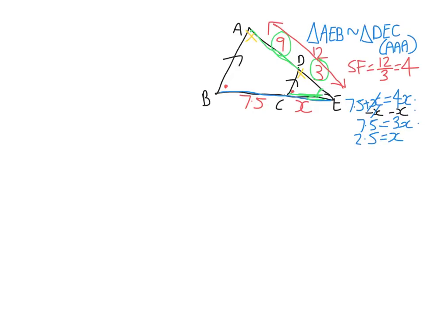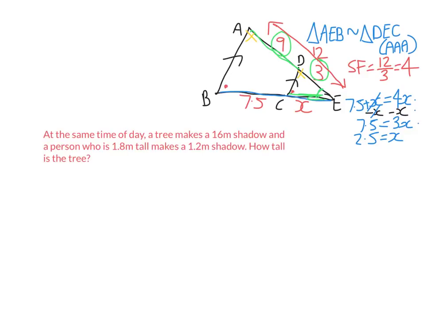So that's just more of a problem-solving question that's a little more difficult. Now let's look at a worded problem. So let's attempt this question here. At the same time of day, a tree makes a 16-meter shadow and a person who is 1.8 meters tall makes a 1.2 meter shadow. How tall is the tree?